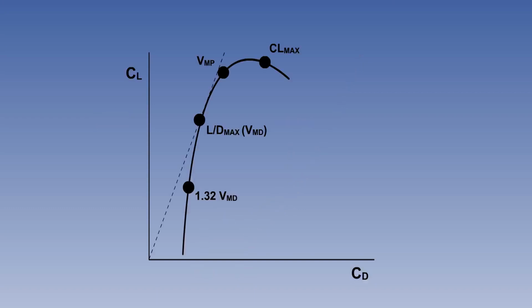One way of portraying the relationship of VMP and VMD is shown in the diagram on the screen, which is known as the whole aeroplane CL/CD polar curve. This lesson concludes the topic of descending. The next lesson continues with the flight mechanics of turning.